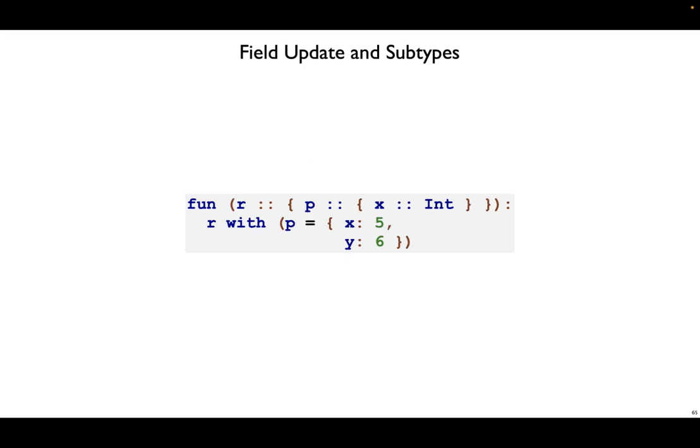What if we have an update? Here, the function takes in a record r, and then it updates that p field to map to a record that has an additional field on the inside. P has the type x mapped to int, and then we're adding a value that has x mapped to int, but also y mapped to int.